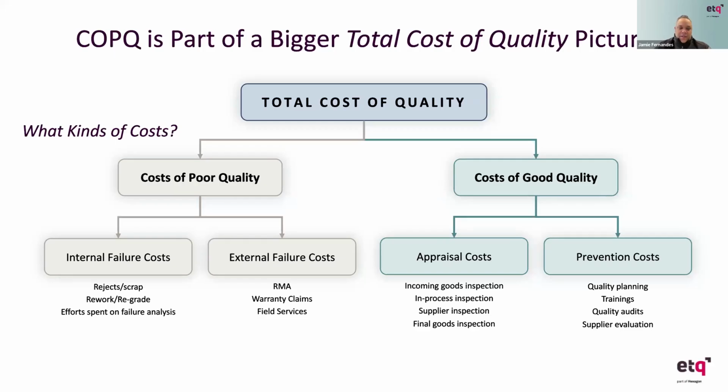But that's only one side of the total quality equation. The cost of good quality is also part of that total equation. That's the people, process, and technology that underpin driving that and preventing the costs on the left side. So in process inspection, incoming goods, supplier qualification inspection, and management, and the final goods inspection before things go out the door, as well as the prevention costs. The planning, the training, the audits, all of the audits, supplier evaluations.